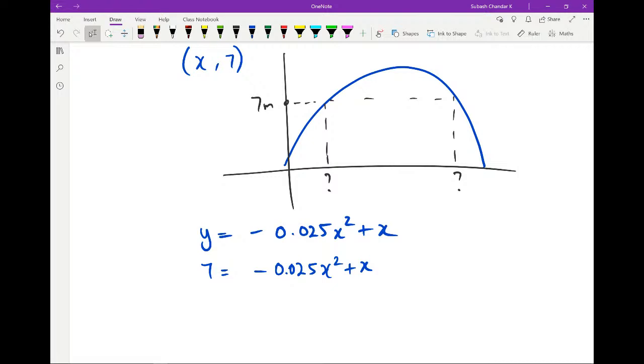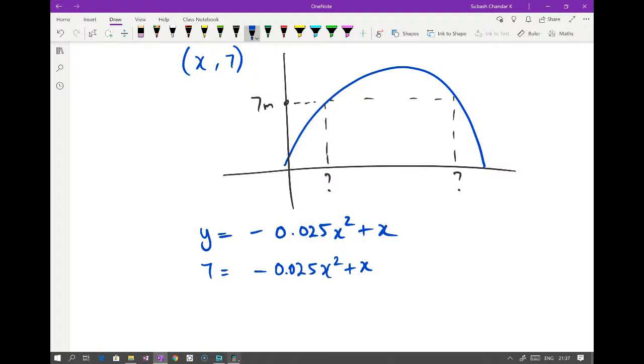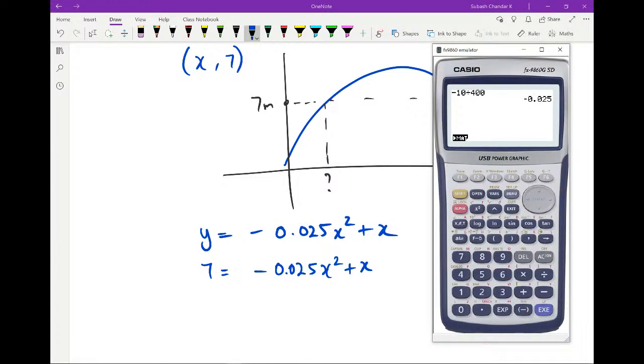Now I'm going to show you how to solve this in two different ways. The first method I'm going to show you guys is by using graphs. The second method is by using algebra. Now the graphs method is not too bad.